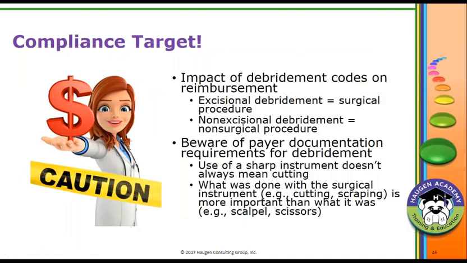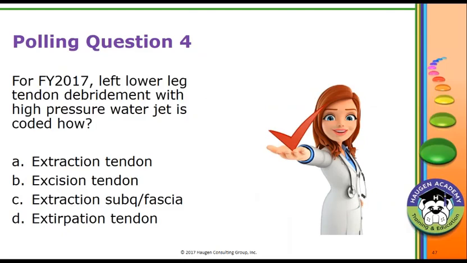So just know that coding for debridement is a compliance target, if you didn't know that already, because of the way that it groups, sending the excisional debridements to surgical DRGs and the non-excisional debridements to non-surgical DRGs. You also want to be aware of payer documentation requirements for debridement. If they say sharp debridement, that doesn't really tell me anything. I need to know what was done with that sharp instrument. Was something cut away? So focus on what was done with the instrument rather than the instrument itself.